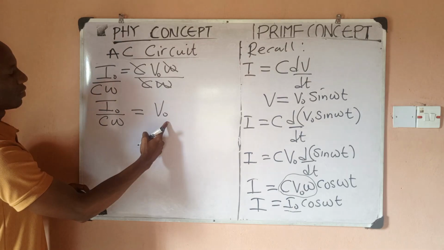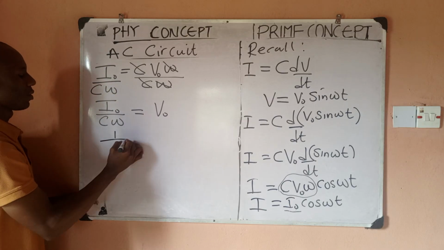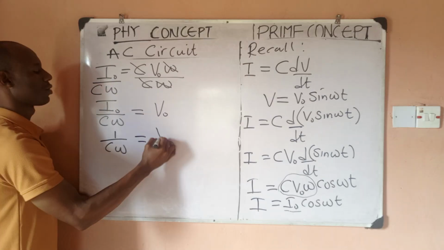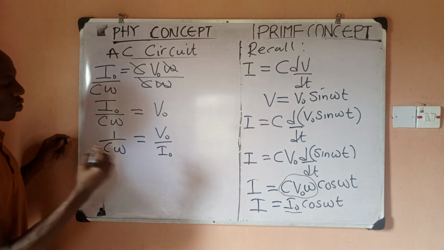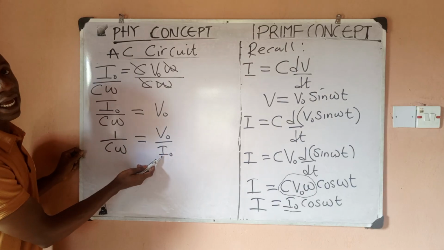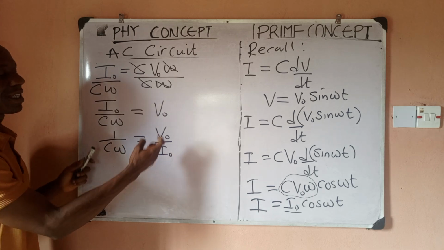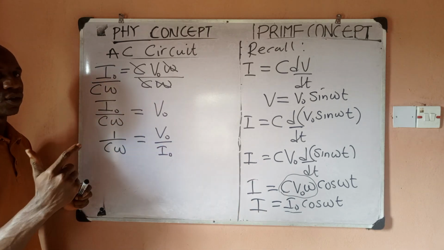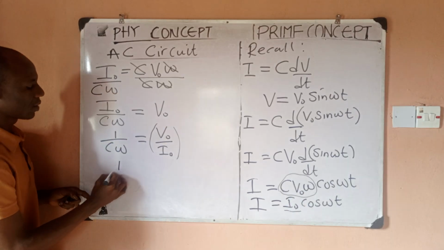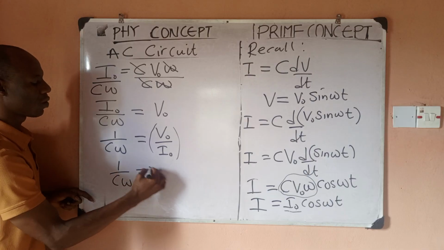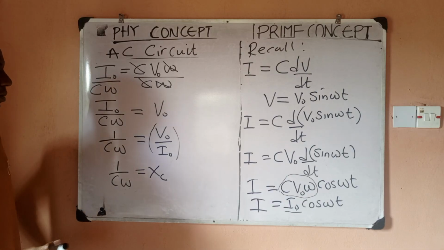In the same way, I'm going to divide by I naught. If I take I naught down, I'll be left with 1 here. So I'll say 1 over C omega equals V naught over I naught. Now, you know that V over I actually represents resistance. But since we are considering a purely capacitive circuit, the resistance in this case is going to be XC. So I can just replace this with XC. So I'll have 1 over C omega equals XC, which is our capacitive reactance, right? Yes, so this is our formula.